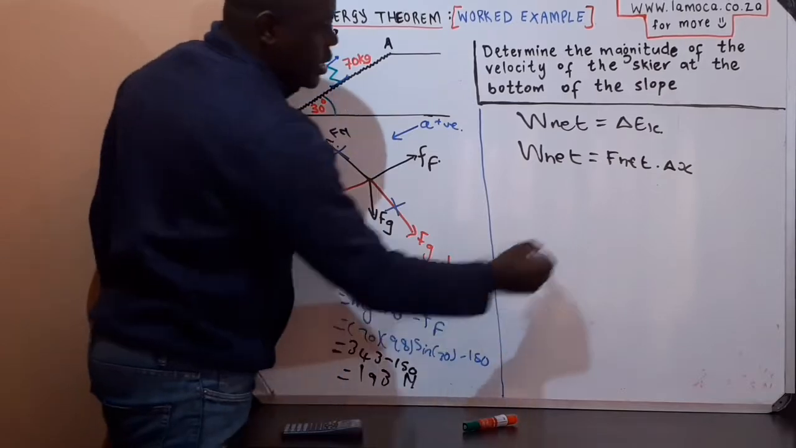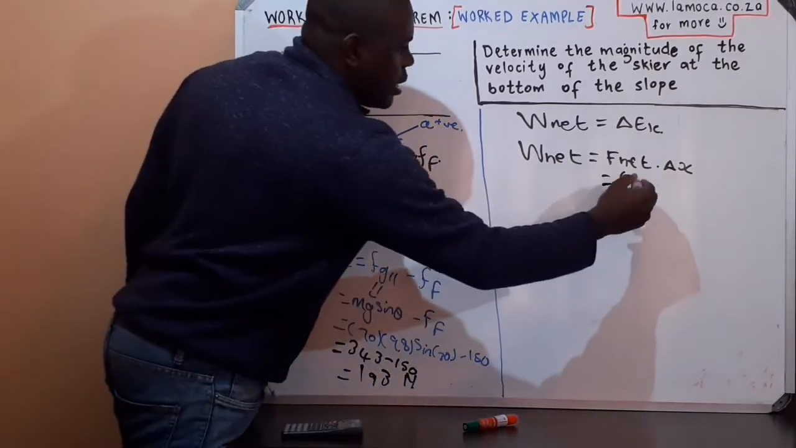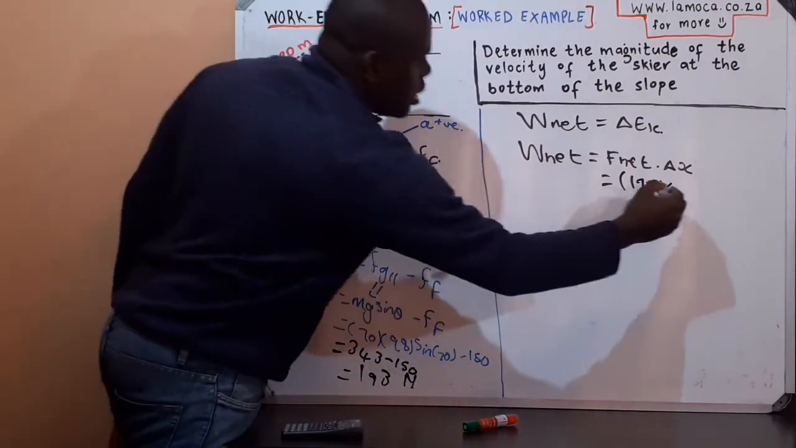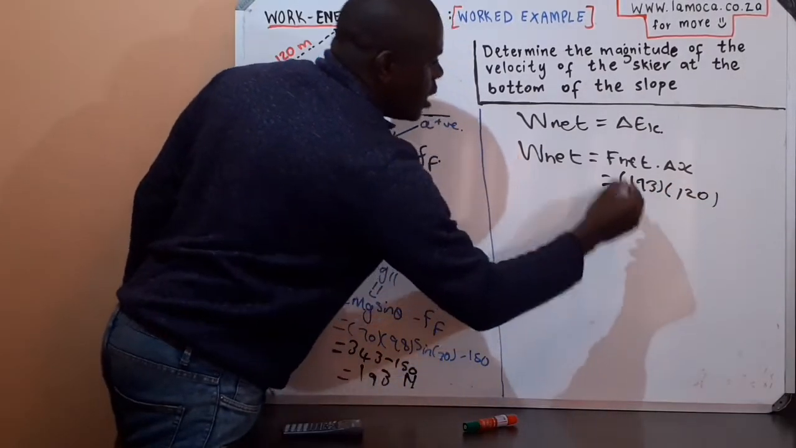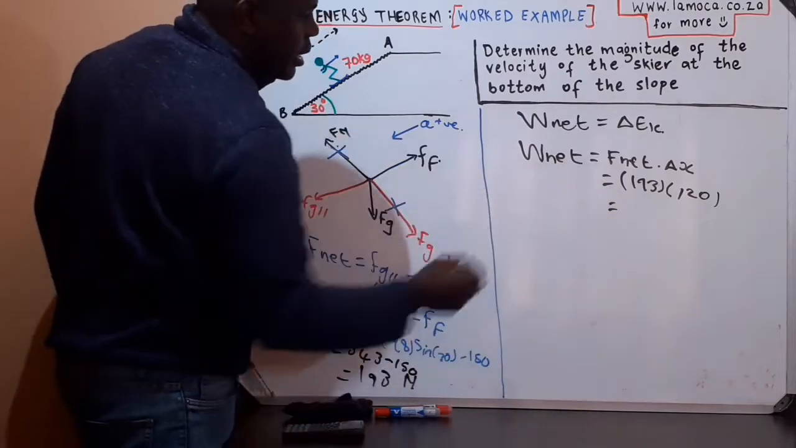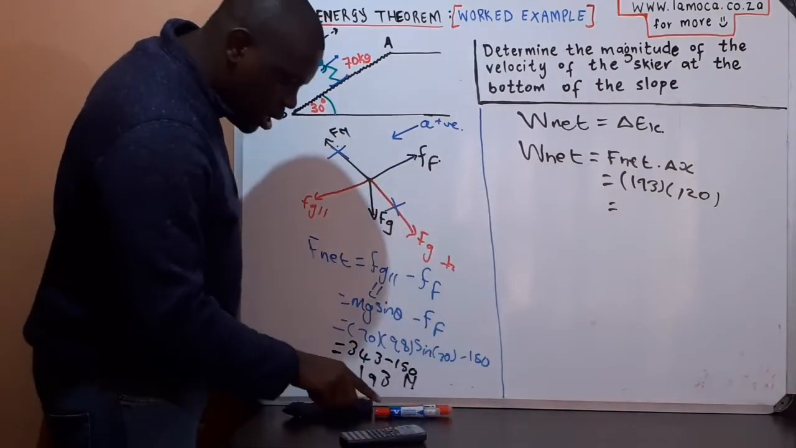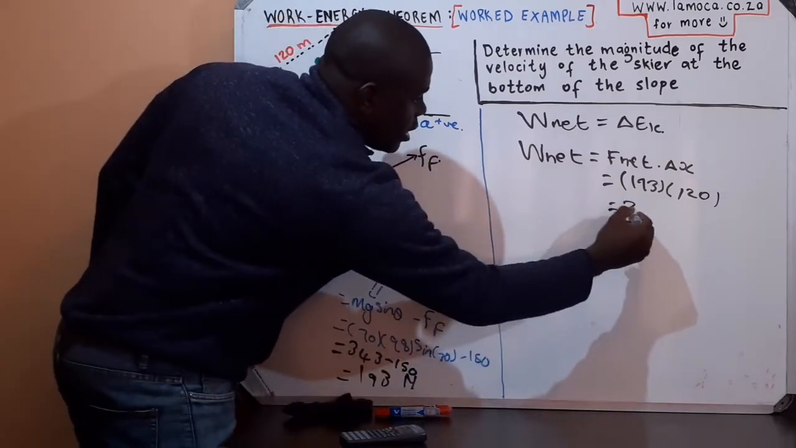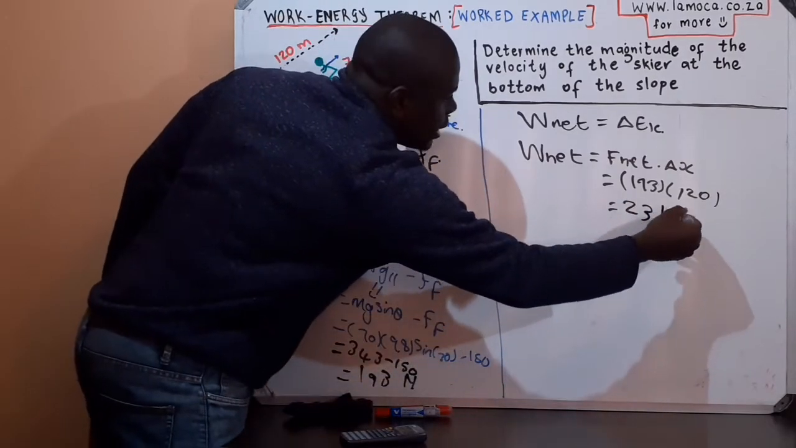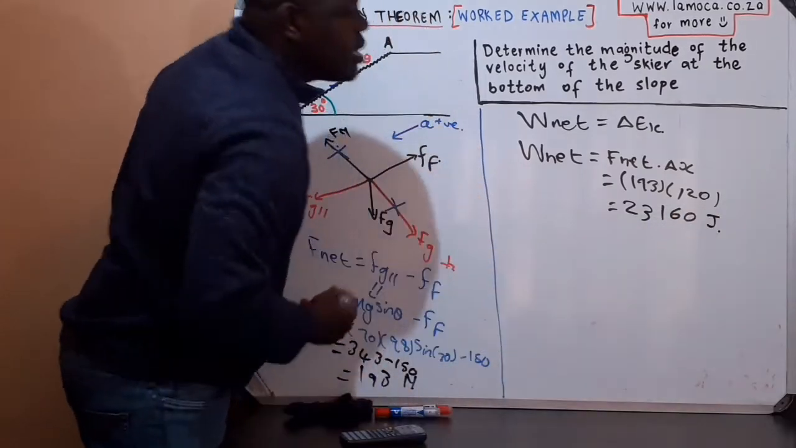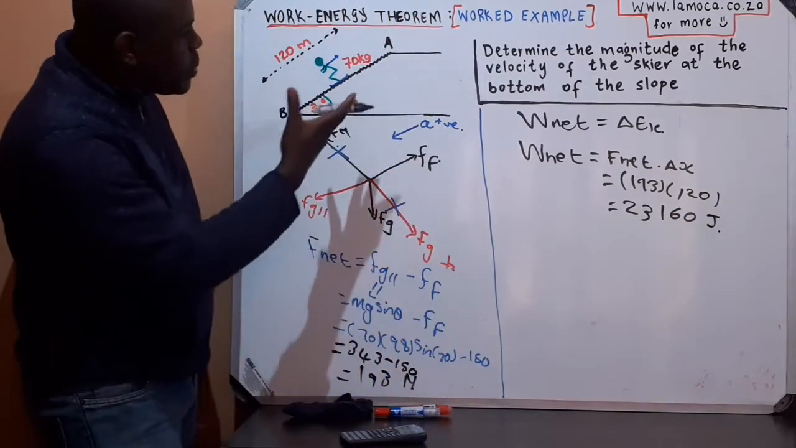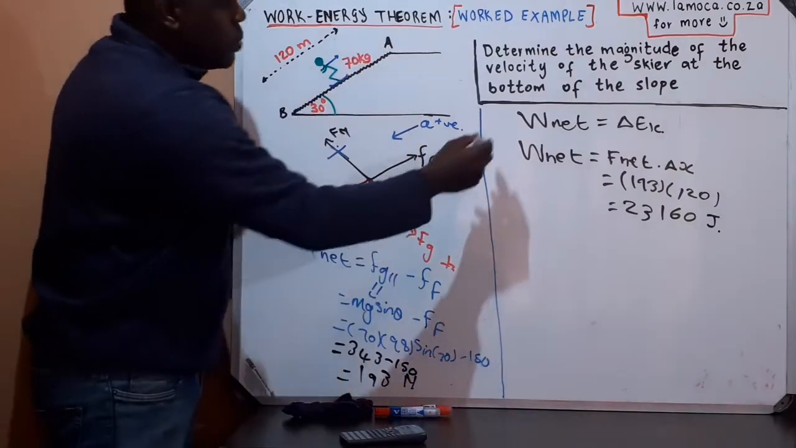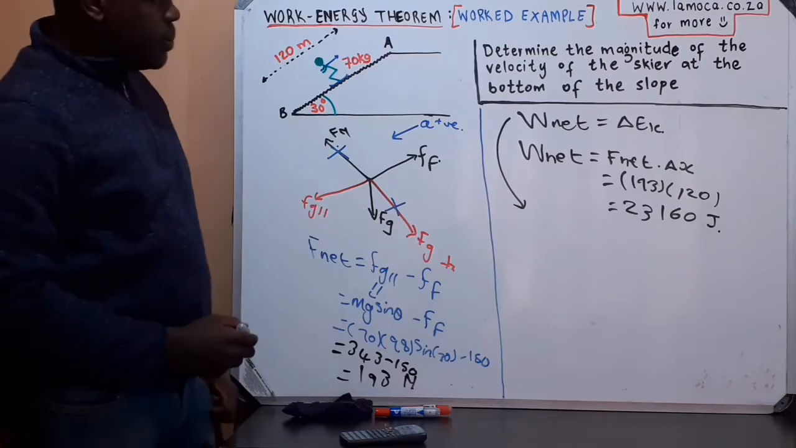Our net force is 193 and the displacement of the object from A to B is 120. So 193 times 120 is 23,160 joules. This is the net work that is done on this particular object as it moves from A to B.